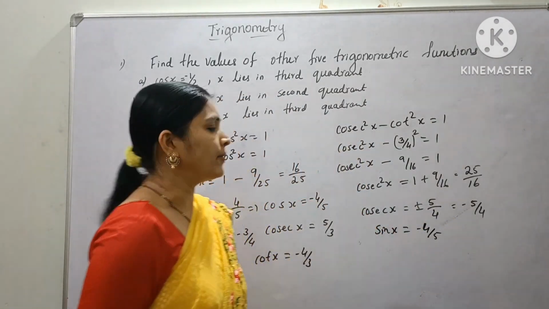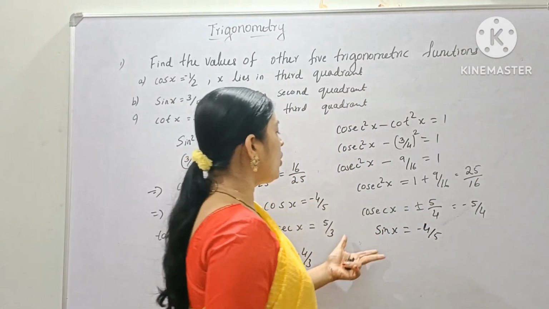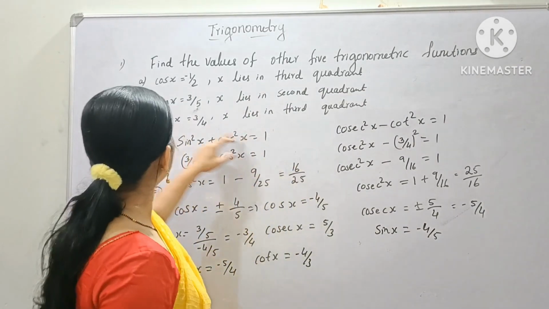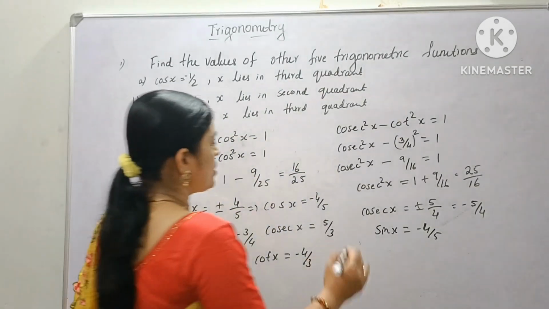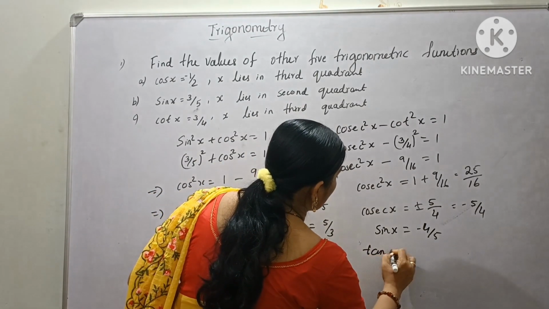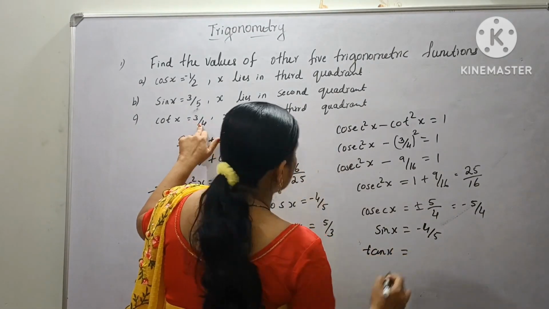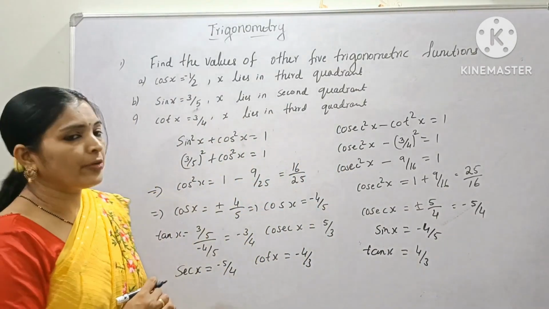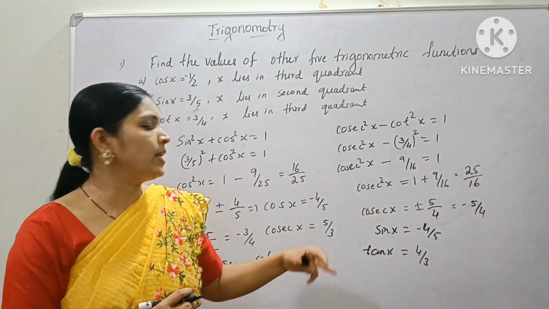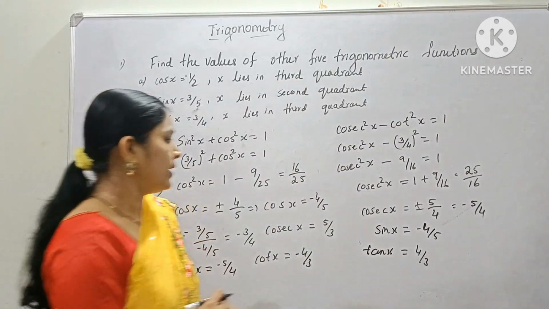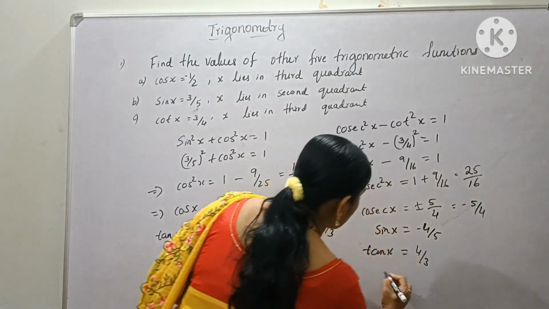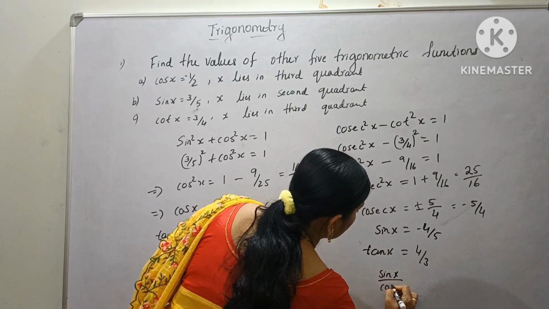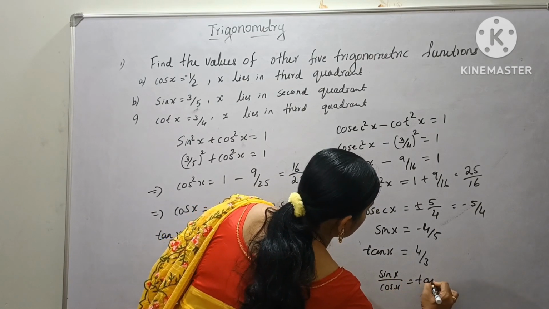Okay, we have got sin. Next, if we got sin x, and one more thing, here cot x is here. So what is tan x? So tan x is 4 by 3. Okay, cot x is 3 by 4, tan x is its reciprocal, so it is 4 by 3. Then next is cos x. So how to find cos x? Sin x by cos x is equal to tan x.